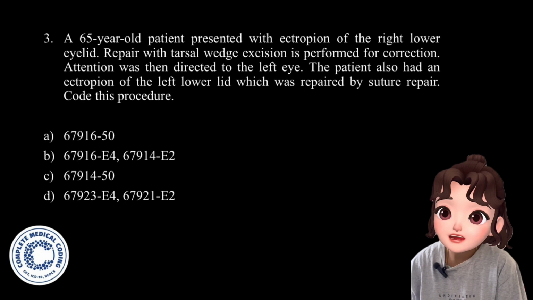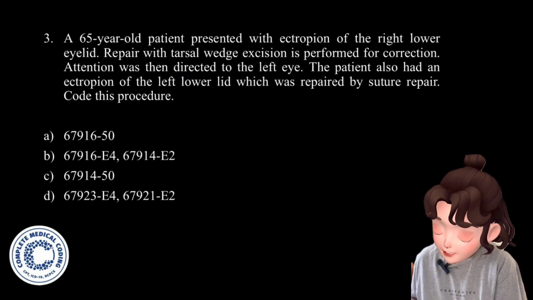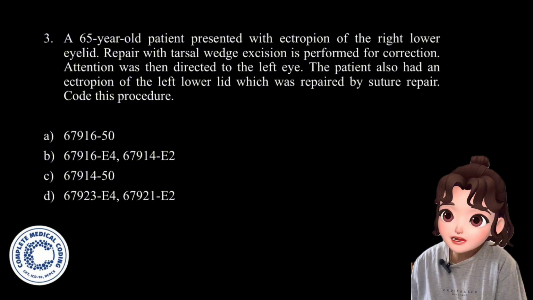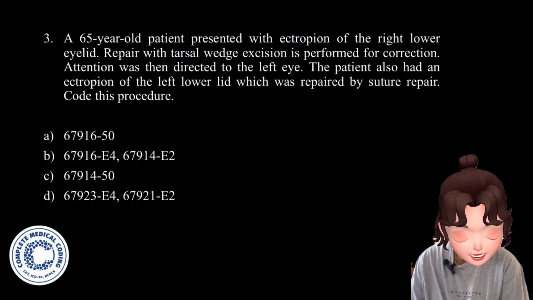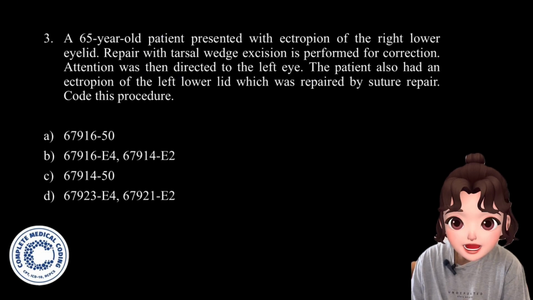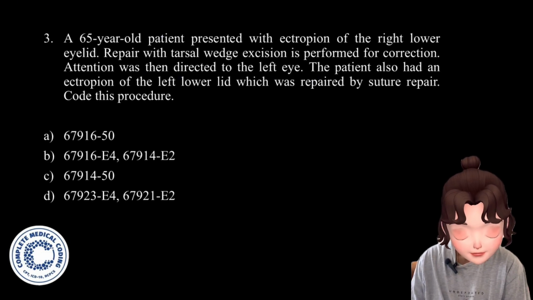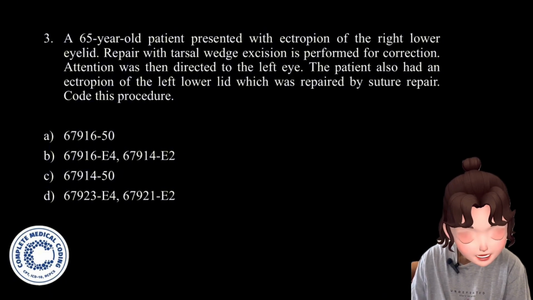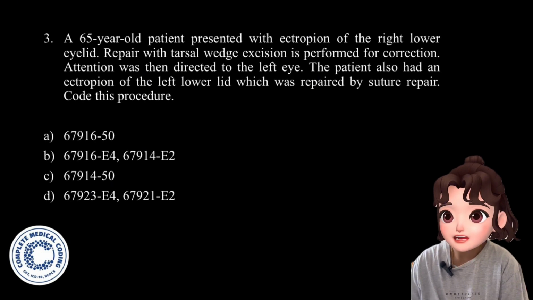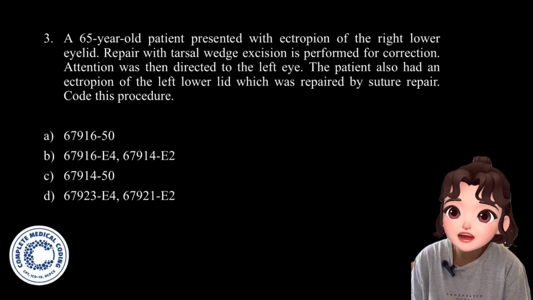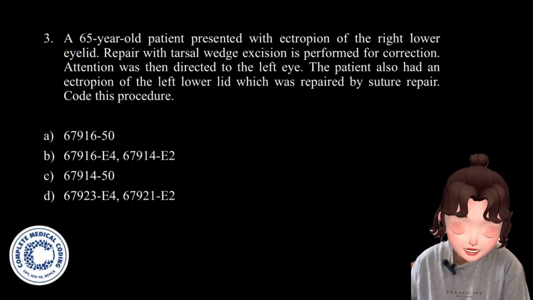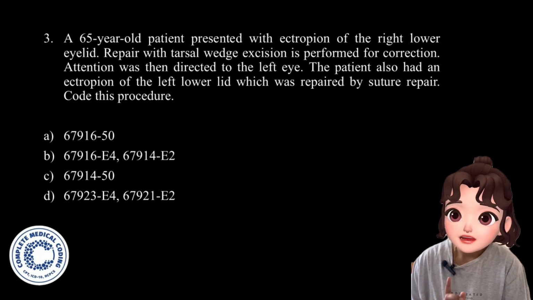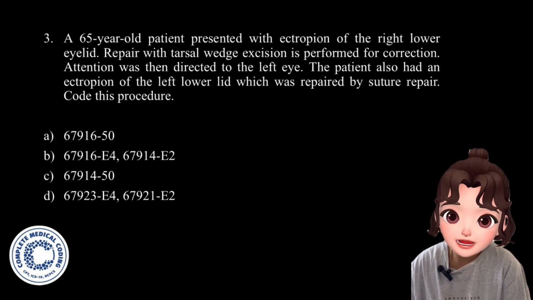Okay, let's go to the options. The first one, 67916. What is 67916? Go to CPT code book and take 67916. 67916 is repair of ectropion excision tarsal wedge. Yes, this is the CPT code that we need. Yes, this is tarsal wedge excision, same as mentioned. What is ectropion? Ectropion means outward turning of the eyelid, and entropion is inward turning of the eyelid. So here ectropion is carried out. So this is the correct CPT code that we need, 67916.